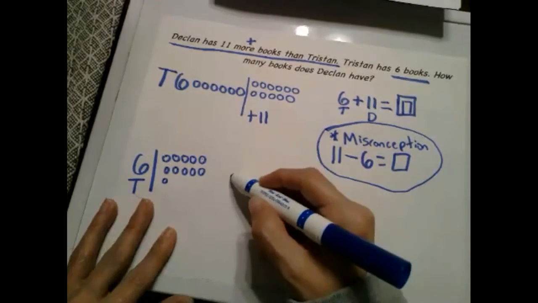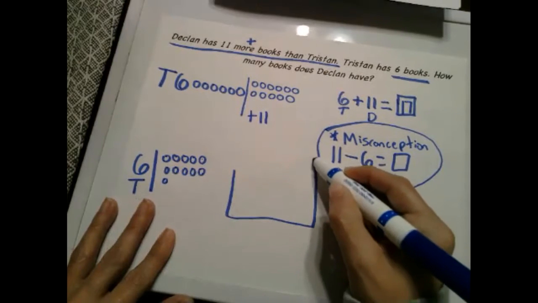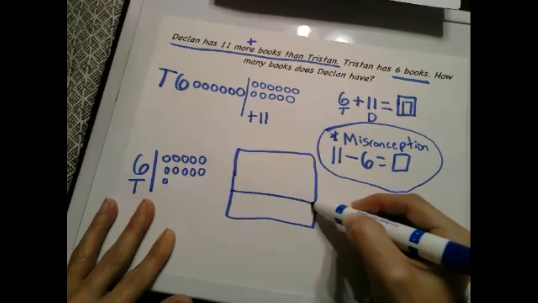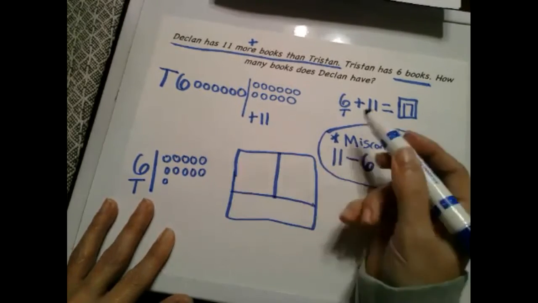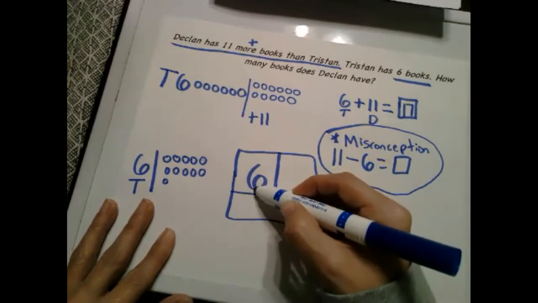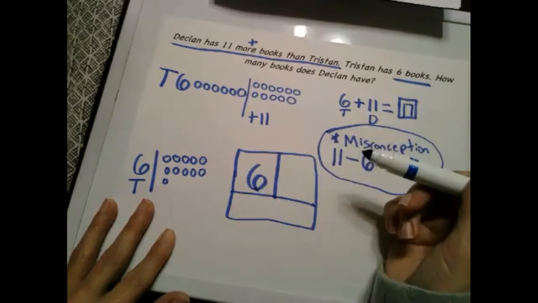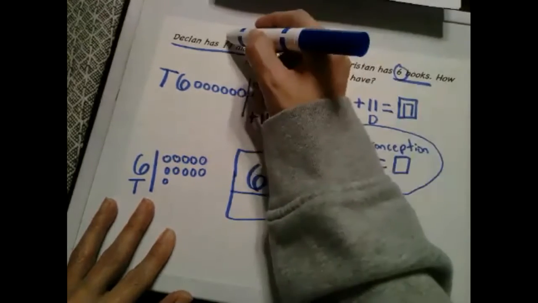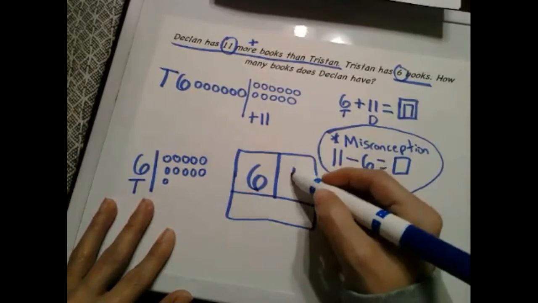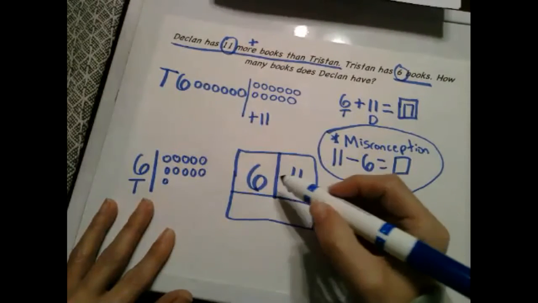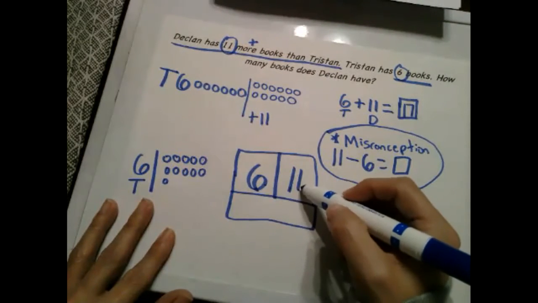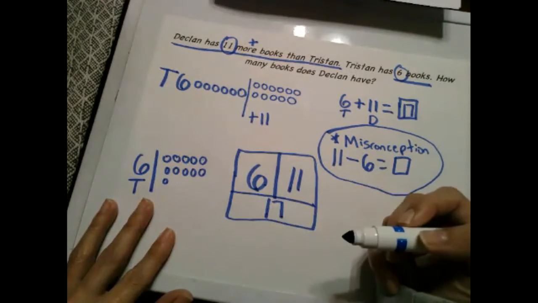Or I could have thought with a part whole. I know that Tristan had 6. I know that when I'm adding, my parts can be put together. So I'd put my 11. And when I have 6 and I add 11 more, I have 17.